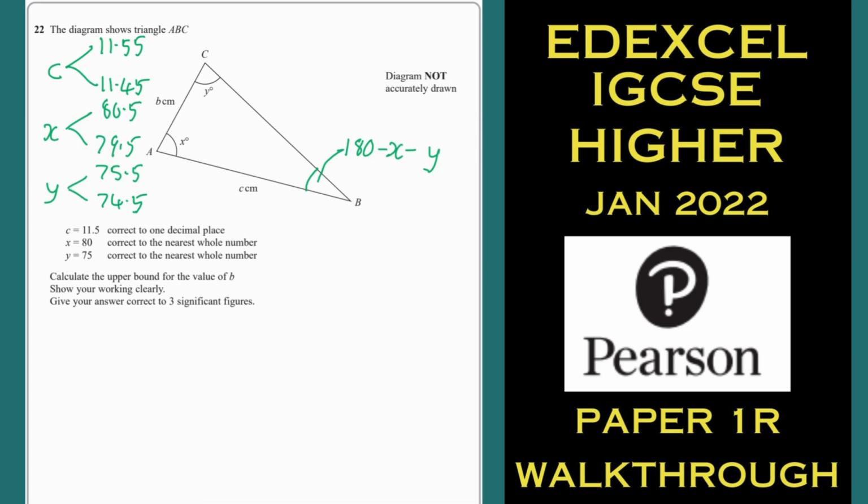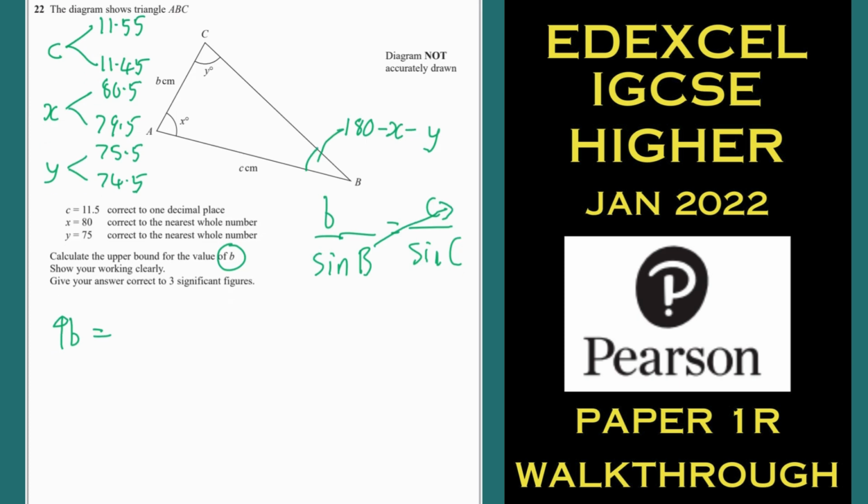Well, let's just take a step back. In a question where you've got an angle-ish and the opposite side-ish, it's a sine rule question. So let's just think. B over sine B is going to equal C over sine C. Now let's consider, but let's just rearrange it. We need the upper bound of B. That's what we're after. So I'm going to multiply both sides by sine B. And here's my logic. Hopefully it makes sense.